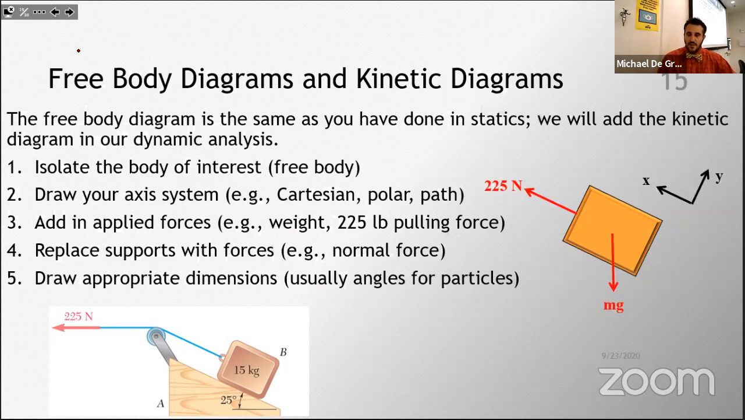Then we're going to add in our applied forces. These are things like the weight and how much we're pulling by, right? Notice the weight always points straight down. It doesn't go along the coordinate axes, right? It goes straight down, back towards the ground.